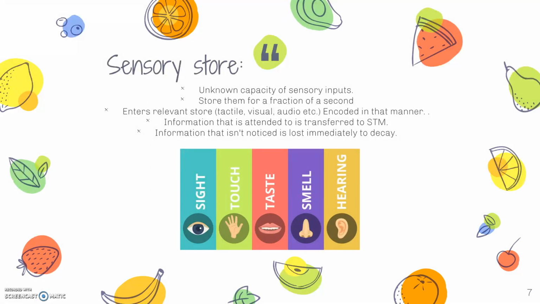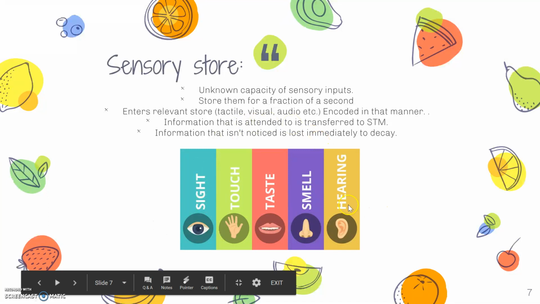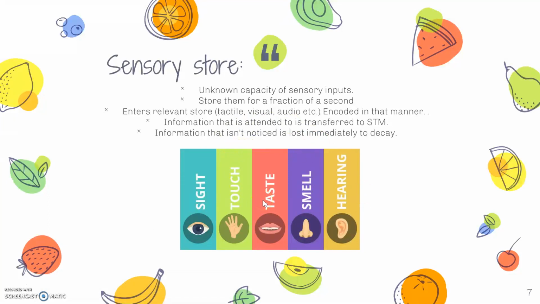It has unknown capacity of sensory inputs, perhaps unlimited, but it only stores them for a fraction of a second. And the information here enters a relevant store, so tactile, visual, audio, etc., and it's then encoded in that manner. We have all of the senses here, by the way, for your memory. And the information that is attended to is then transferred to short-term memory. But if information isn't noticed, it's lost immediately to decay.